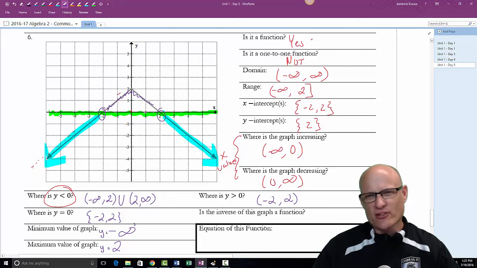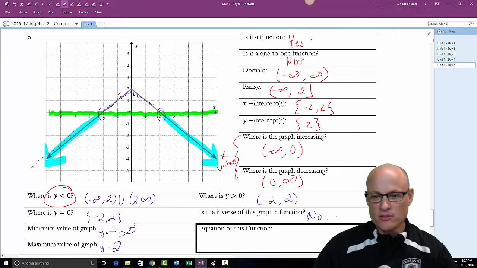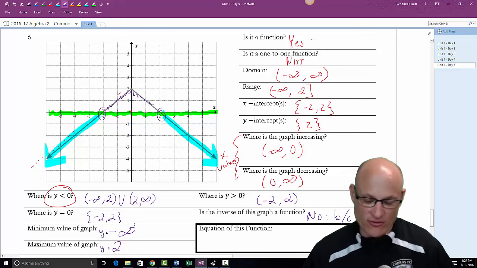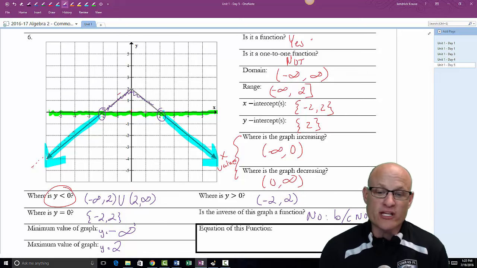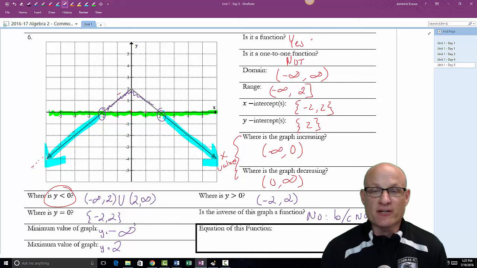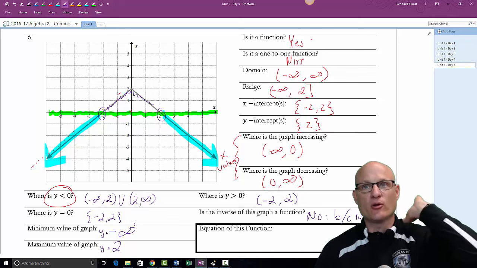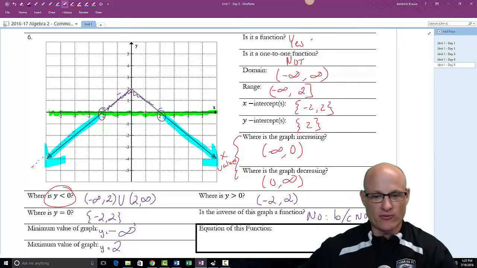Is the inverse of this graph a function? The answer is no, because it's not one-to-one. In order for the inverse of this graph to be a function, it has to be a one-to-one function. One-to-one means the original and the inverse are both functions.